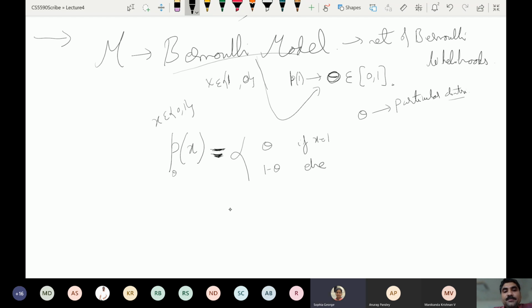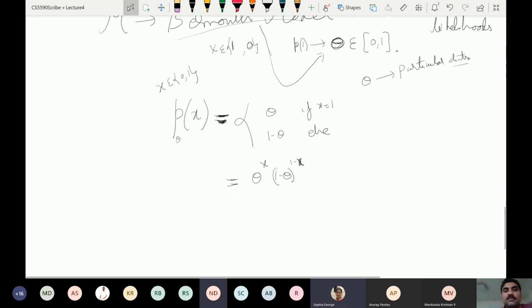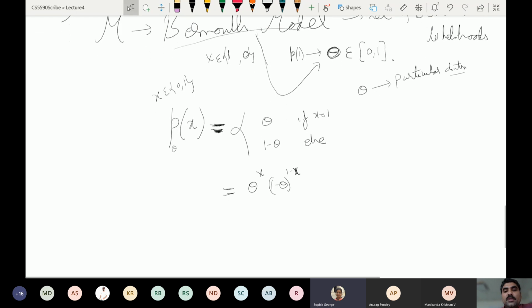Everybody agrees with me? Yes, sir. So this also can be written in a nice form, right? Theta to the power of x times 1 minus theta to the power of 1 minus x. This is how people write it. So this is also correct.